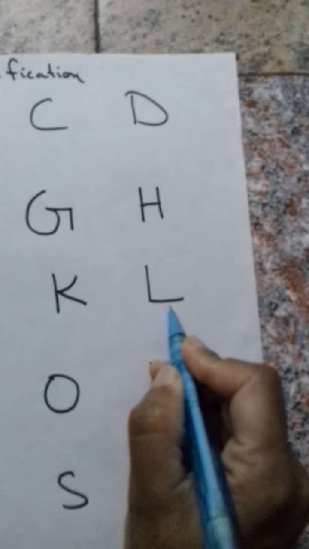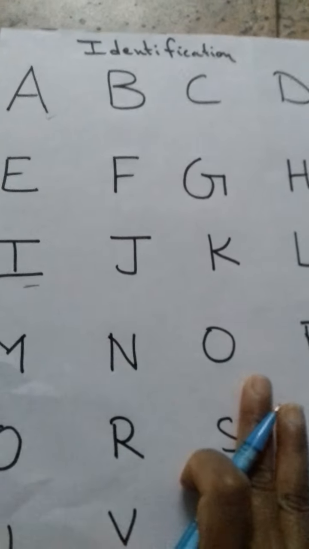Then point the letter L and ask, what alphabet or letter is this? The child will say L. Then just put a tick. If the child does not identify any letter or alphabet, just put a dash like this. So this is for alphabets A to Z.